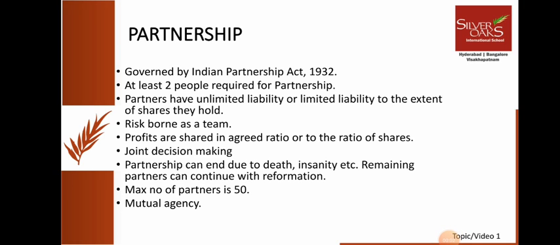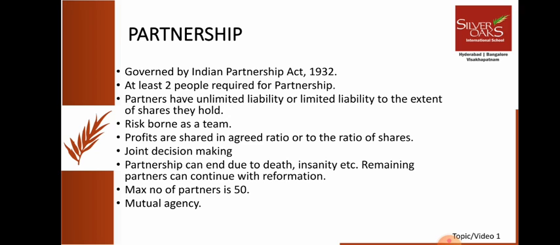Good morning, class. Let us start off with the next form of organization, which is called partnership. Partnership is a very common, well-known form of business organization, and it fits small scale as well as medium or large scale business sizes.